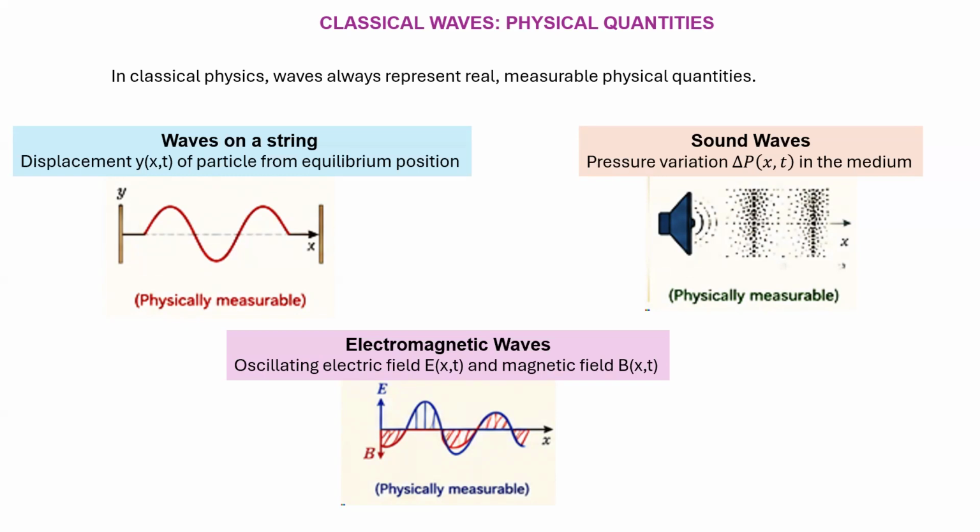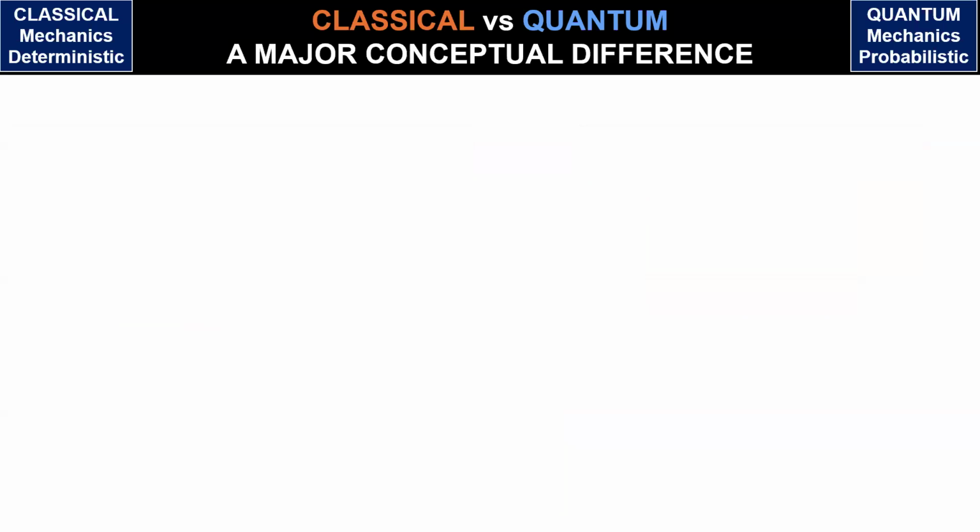All these quantities are physically measurable. However, in quantum mechanics, the wave function does not directly correspond to any measurable physical quantity. The wave function itself is not something physical in the classical sense. Instead, it is a mathematical function that contains information about the quantum system. This leads us to a major conceptual difference between classical mechanics and quantum mechanics.